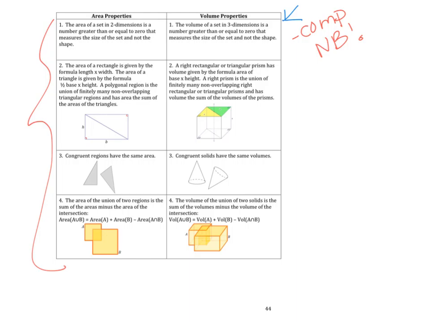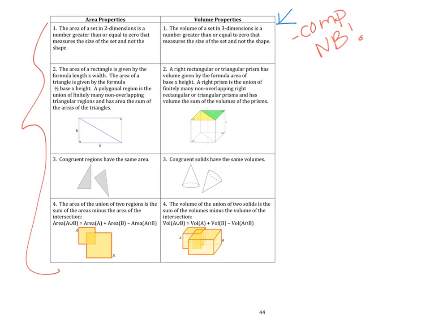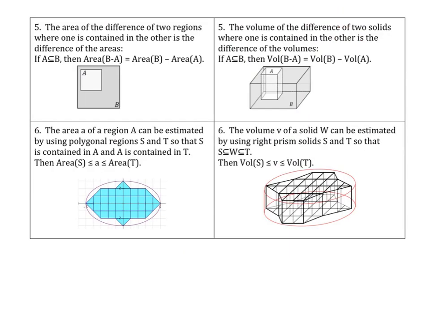Number 3, congruent solids have the same volumes. And number 4, the volume of the union of 2 solids is the sum of the volumes minus the volume of the intersection. So those are the volume properties in a nutshell. Then we have number 5 and 6 for both area and volume.